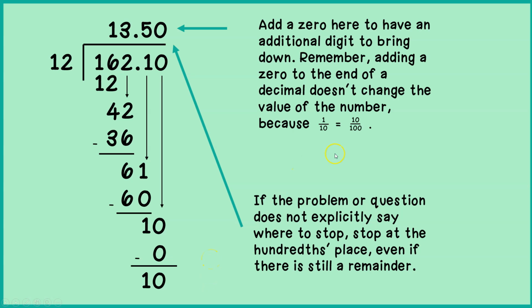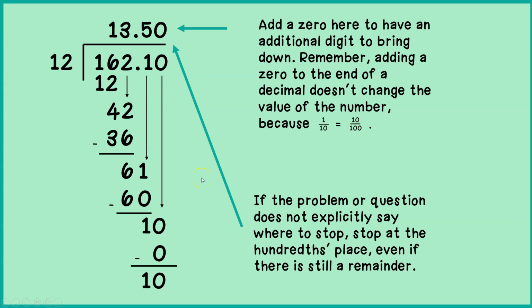Remember, when you add a 0 to the end of a decimal, it does not change the number because of the way that place value works with decimals. Here I had 1/10, and that's the same as 10 hundredths. When I add the 0, now it's in the hundredths place, but those are equivalent fractions.